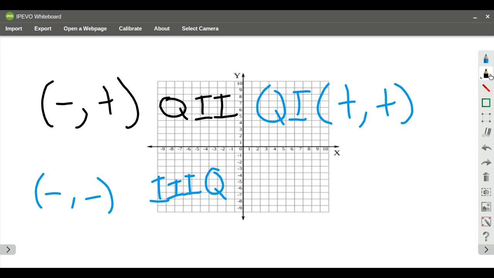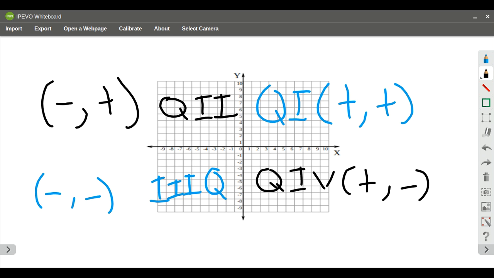And then my last quadrant, as I move counterclockwise, is going to be quadrant 4. Quadrant 4 is going to have a positive x and a negative y value. So I need to be able to identify that quadrant 1 is positive, positive, quadrant 2 is negative, positive, quadrant 3 is negative, negative, and quadrant 4 is positive, negative. So just by looking at a coordinate, I can tell which quadrant it needs to go in, simply by looking at whether the coordinates are positive or negative.